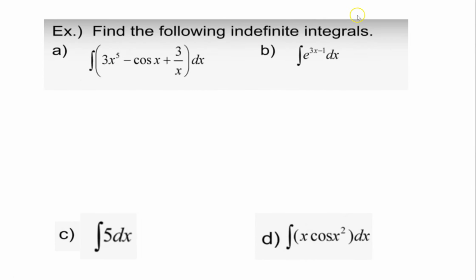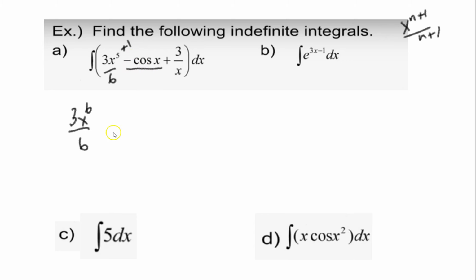So remember, integration, in general, you go the opposite way. You add 1 to the power, divide by the new power. Now again, that's only for power rules. It's not going to work for e. It's not going to work for cosine. It's only for stuff like this. So right here, I'm going to add 1 to the power, divide by my new power. I'm going to get 3x to the 6 over 6. I'll finish that off later.